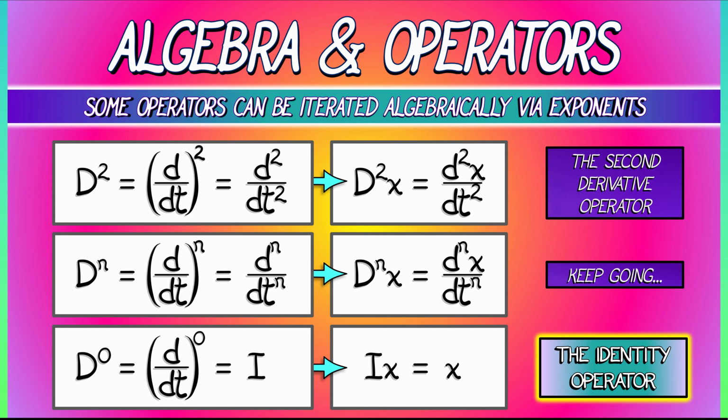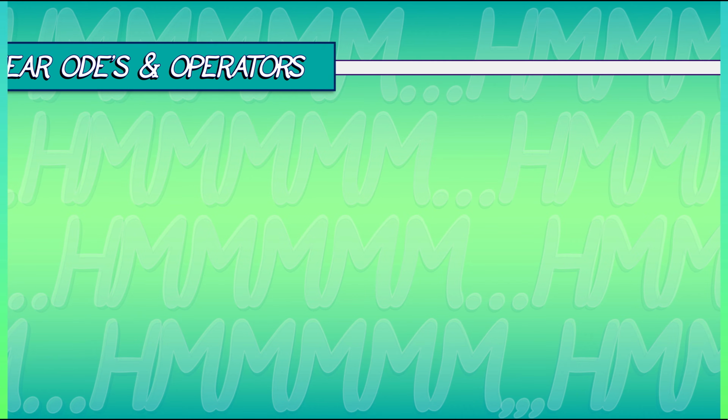Then if we want to encode the second derivative, we could think of that as D squared. That's differentiation twice. For higher derivatives, we could take higher powers of D and then apply it to our function x of t. If we take D and raise it to the 0th power, this means we differentiate 0 times. That has a special name. That is the identity operator, capital I, which does nothing. This notation has a lot of uses, but it's especially powerful when it comes to solving linear ODEs.